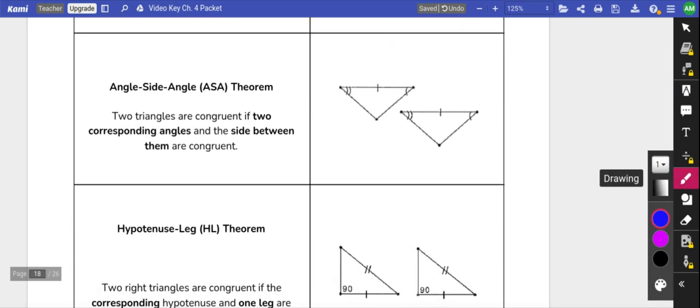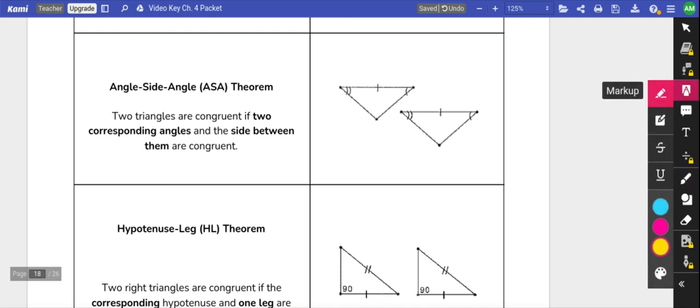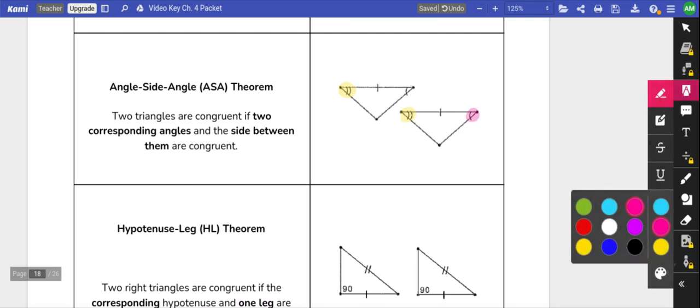All right, let's try this one. Angle side angle. For angle side angle, it says two triangles are congruent if two corresponding angles and the side between them are equal.